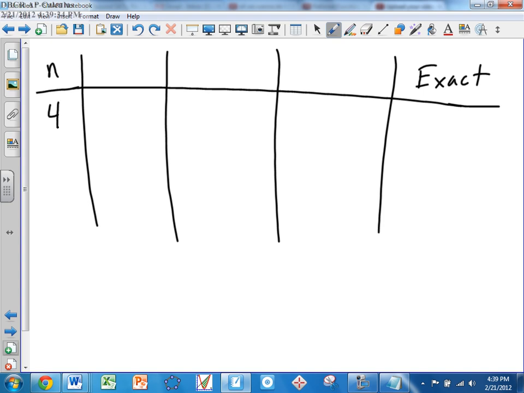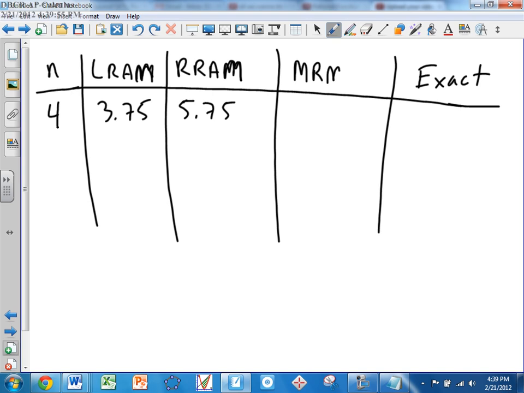With four rectangles, using LRAM, we got 3.75. Using RRAM, 5.75. For MRAM, we got 4.625. And the exact was 4.6 repeating. That was with four rectangles.